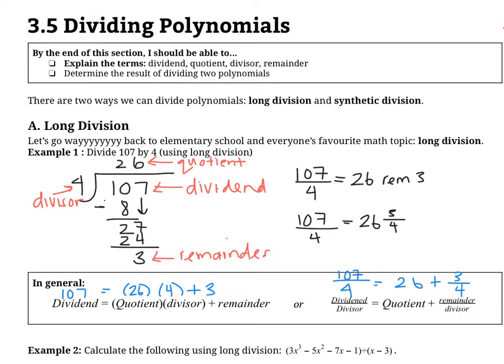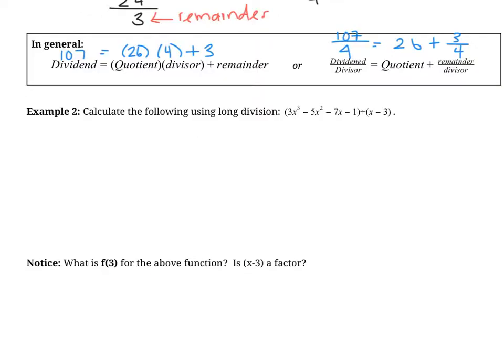So those are two equivalent ways of representing the relationship between all of those four things: dividend, quotient, divisor, and remainder. So now that we feel confident in that, we're going to start using long division to divide these polynomials. And this is going to be how we start factoring these polynomials.